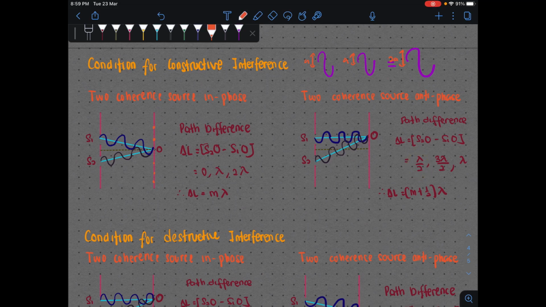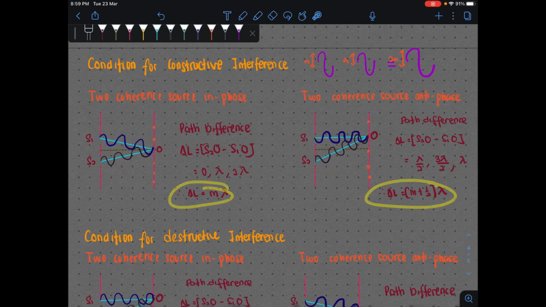And the difference here, if you change the point, say O is not here but O is here or anywhere along the screen here, we will get a difference of either lambda over 2, 3 lambda over 2 or lambda over 2 plus lambda. Which in general, delta L here is equal to M plus half lambda, where M here can be 0, 1, 2, 3 or any number here. Okay, you have to remember, they must end constructively, which is crest meeting crest or trough meeting trough. But if in phase, they must start with the same phase, anti-phase they start with different phases.